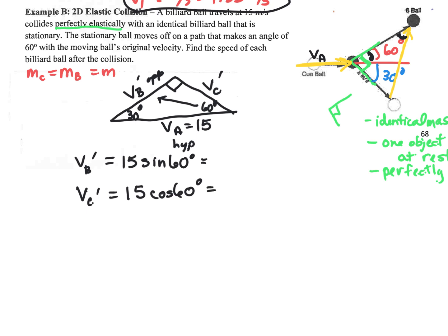So let's look at those. So about 13. And the cue ball would then be going about 7.5 meters per second. All right?